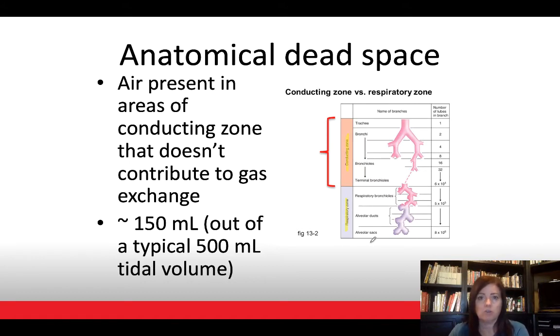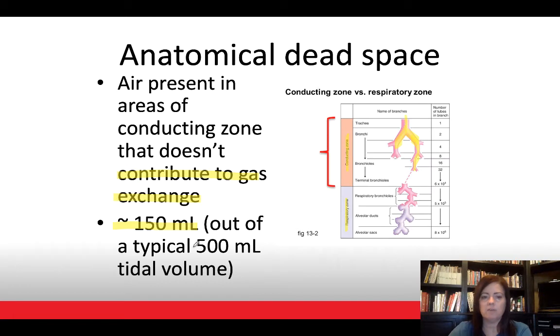gas exchange occurring, respiration. So in this conducting zone, we have air that basically gets trapped up here in some of these larger airways, and it does not contribute to gas exchange because it's in the conducting zone. So with each breath that you take, there's about 150 milliliters of that air that doesn't do anything for you. It's called anatomical dead space. It's just air that doesn't contribute to gas exchange, and it's just hanging out. And then with the next breath, you end up breathing that out and then breathing some more in.